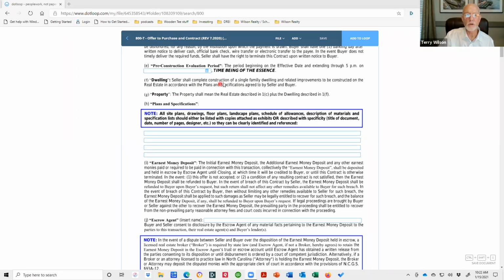Dwellings: seller shall complete construction of a single family dwelling and related improvements to be constructed on the real estate. Now, by the way, this can be used for townhomes. It is not to be used for condos. Condos is a different beast, but it could be used for a townhome. Seller shall complete construction of a single family dwelling and related improvements on the real estate in accordance with the plans and specs agreed to by the seller and buyer.